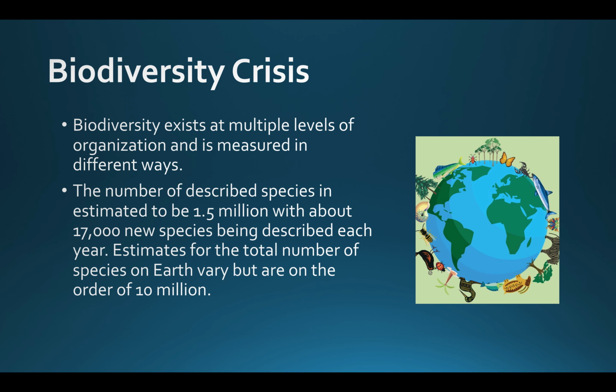So let's talk about biodiversity and the biodiversity crisis. Biodiversity exists at multiple levels of organization and is measured in a lot of different ways. The number of described species is estimated to be about 1.5 million, with about 17,000 new species being described each year. Estimates for the total number of species on Earth vary, but are on the order of about 10 million. So this is, once again, biodiversity.